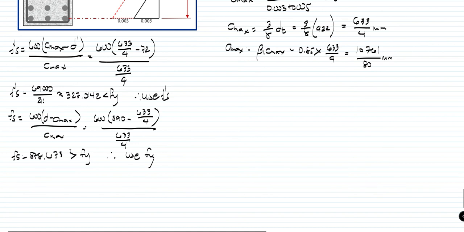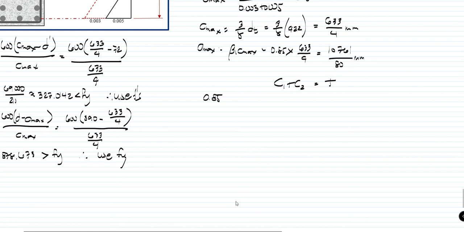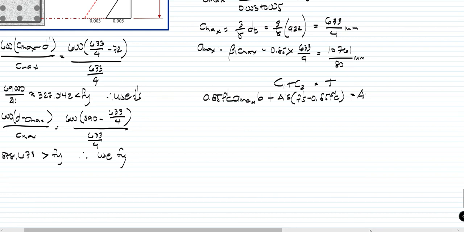So, ngayon, saka tayo papasok dun sa part ng static equation na C1 at C2. So, for the C1, we have here C1 plus C2 is equal to T. So, C1, syempre, ganun pa rin yan, 0.85 F'C. But this is A max B plus A'(S). So, hindi nag-yield yung steel natin. So, that is F'S minus 0.85 of our F'C. And our T will be AS max times Fy since nag-yield yung steel natin.